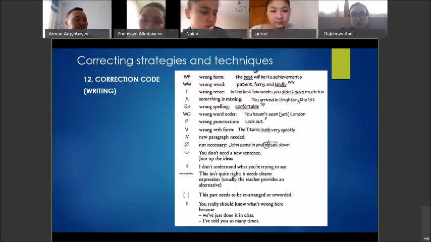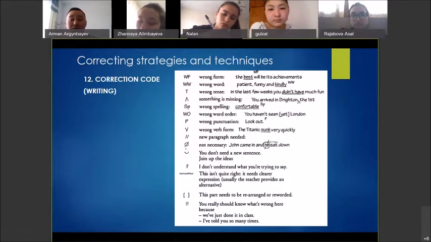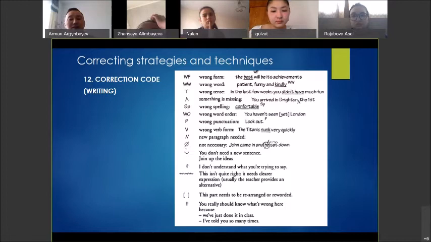And the last one, the 12th correction technique, for writing especially, we use correction codes. Actually, we used it, if you remember, in the beginning of our semester. Do you remember what level learners we should use it with? Higher level learners or low level learners? High level learners. Because they might be capable of finding their mistakes, yeah? But beginner and elementary learners are actually not aware of their mistakes. They might not be aware.